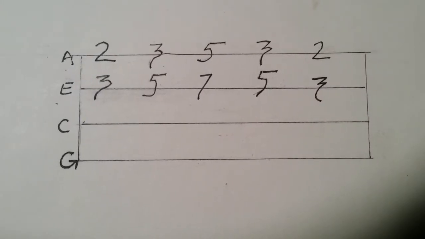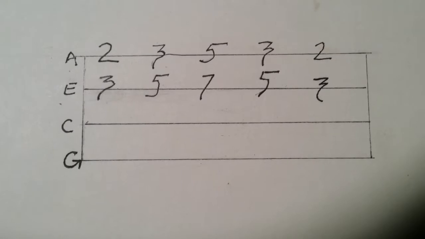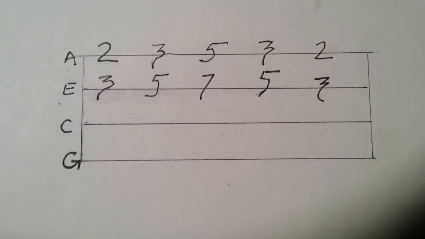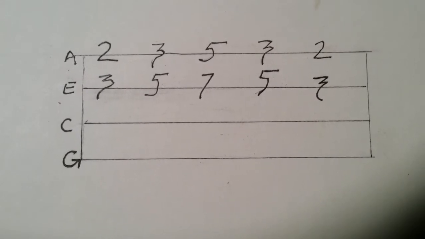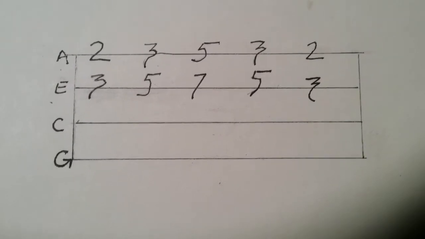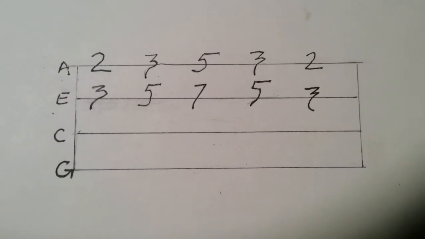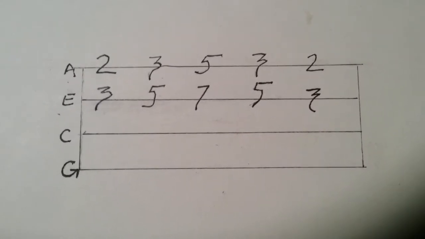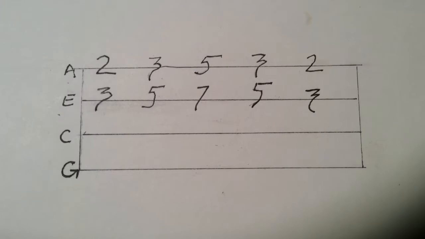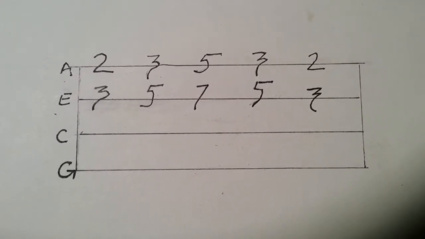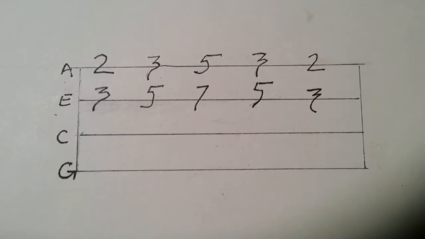Now, you notice that we've got a 2 and a 3 stacked vertically on top of each other. When you see numbers stacked, that tells you something. But first you got to know what the numbers mean. That's telling you to put your finger behind the second fret of the A string, and also behind the third fret of the E string. And when they're stacked up, what that's telling you is play them both at the same time.